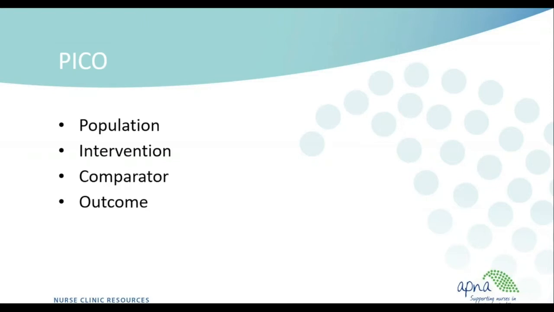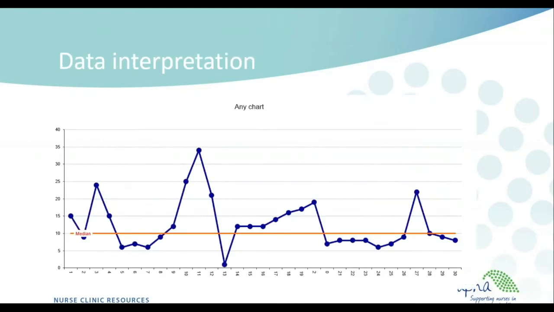And the way you would do that is by looking at the next slide. So you'd collect a whole bunch of data. Generally, you'd put that data into a spreadsheet and you'd be looking at that data over time. So in this instance, we've got 30 data collection points.